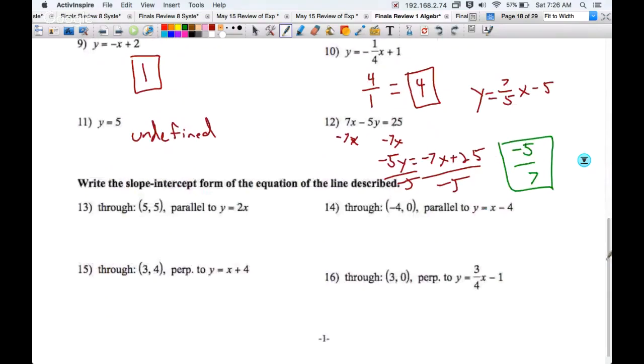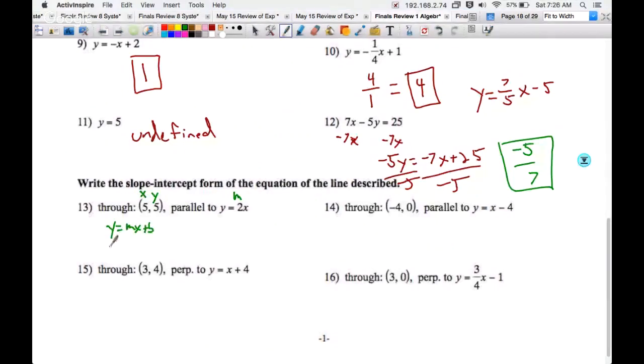All right, let's do one of these. Write the slope-intercept form of the equation of the line described. It's through the point (5, 5) and is parallel to y equals 2x. So that's going to give me an x and a y I can borrow. And this here gives me my m. It gives me the m value because parallel lines have matching slopes. So I know that the slope has to be m here. It's got to be 2. Equals mx plus b.